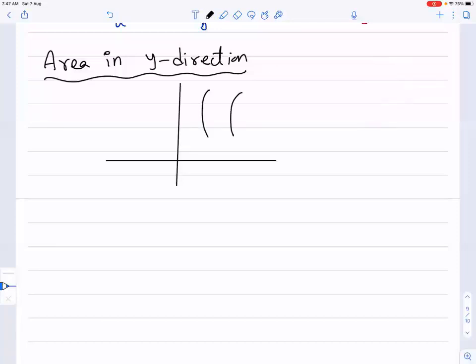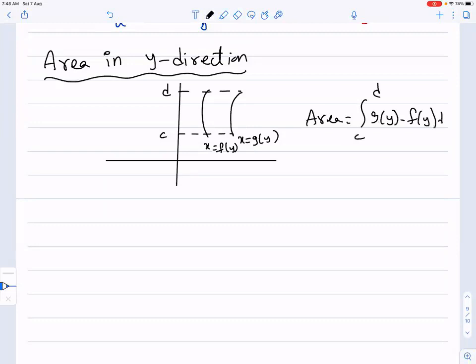Okay, this is one curve and this is another curve. This is x equal to g of y, this is x equal to f of y, and we are trying to find the area from C to D. So the area will be the integral from C to D of g of y minus f of y dy. This is the area.